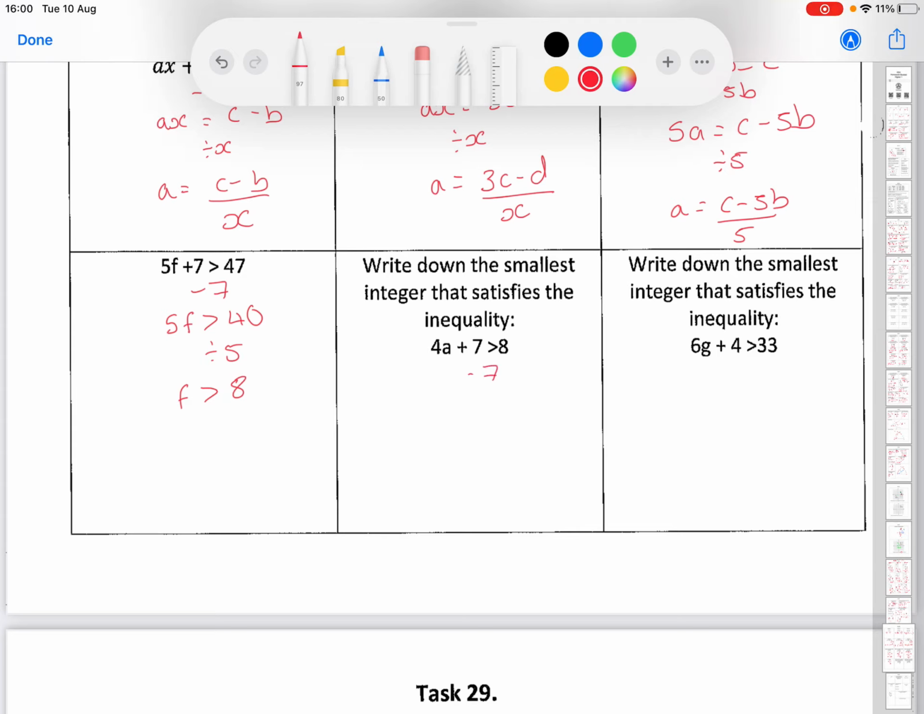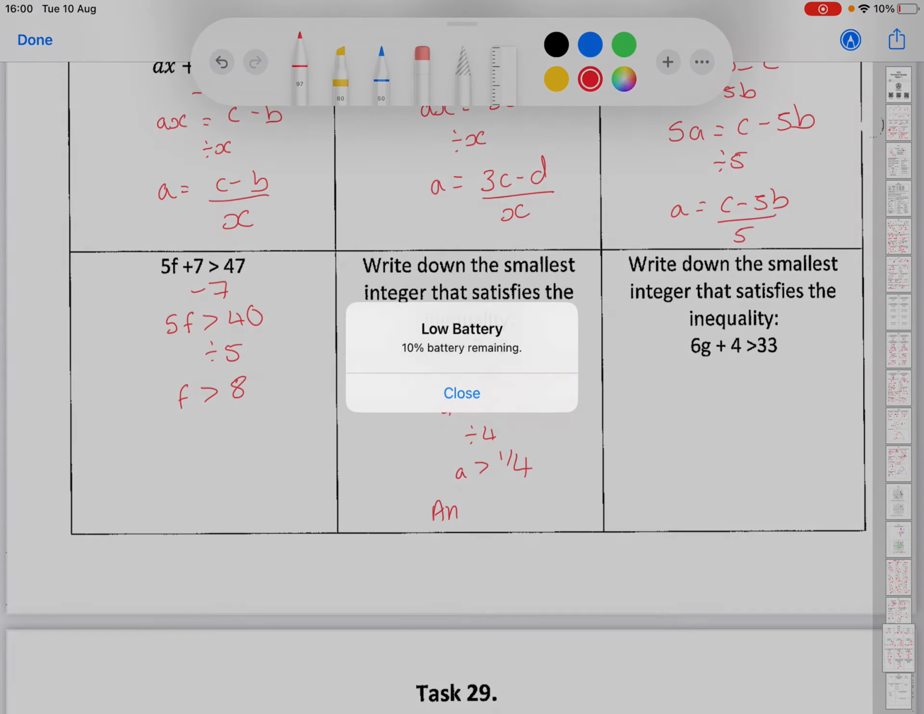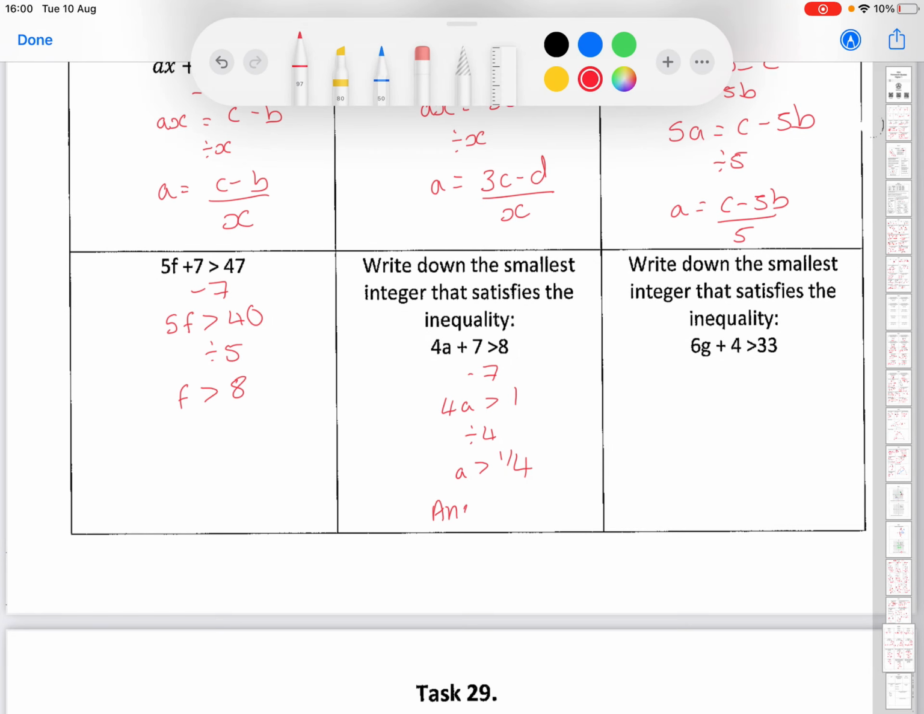Write down the smallest integer that satisfies the inequality. So again, we're going to solve it first. So I'm going to take away the 7 first because it says plus 7. So I'll be left with 4a is going to be greater than 1. Then I'm going to divide by 4. So a is going to be greater than 1/4. Now you've got to think, what's the smallest number that is going to satisfy that rule? It's got to be bigger than 1/4. The whole number that's bigger than 1/4 is going to be 1.